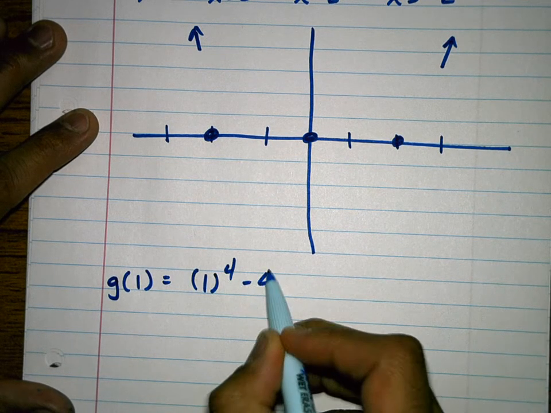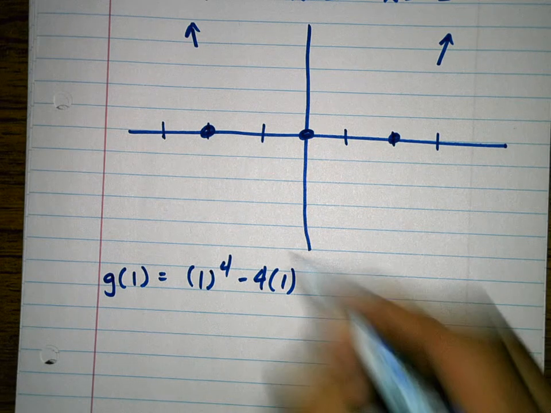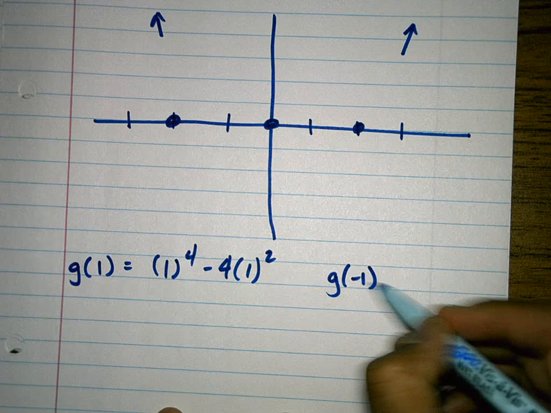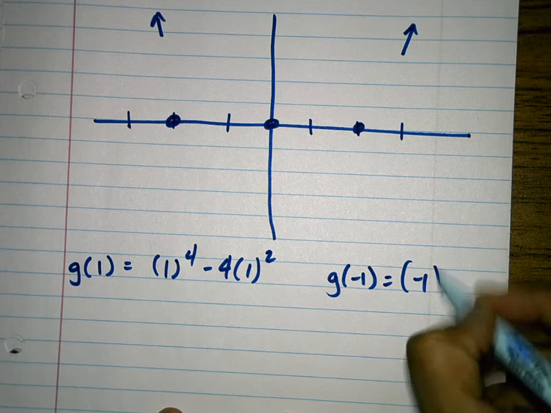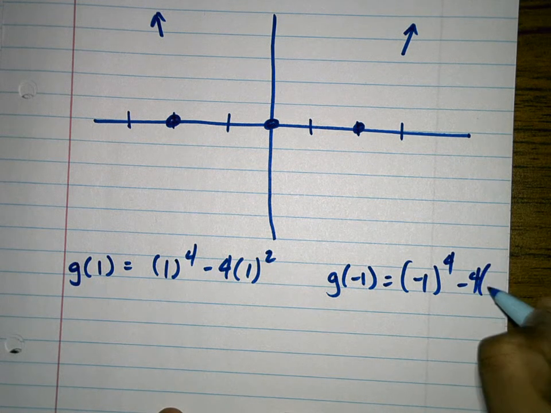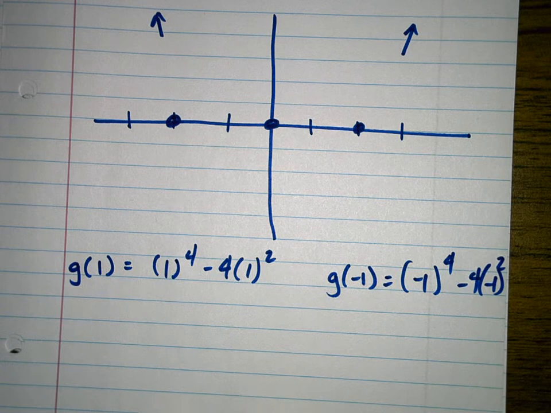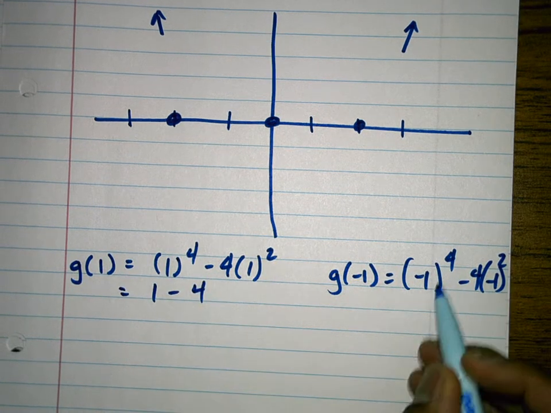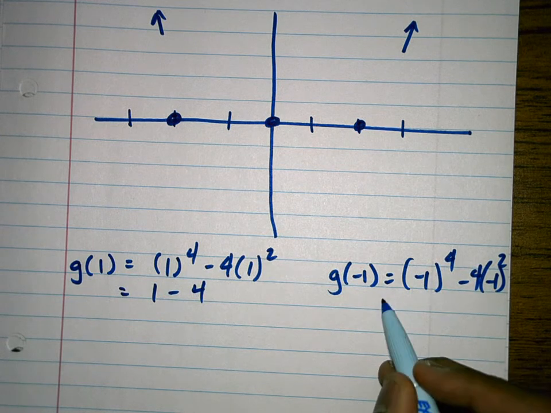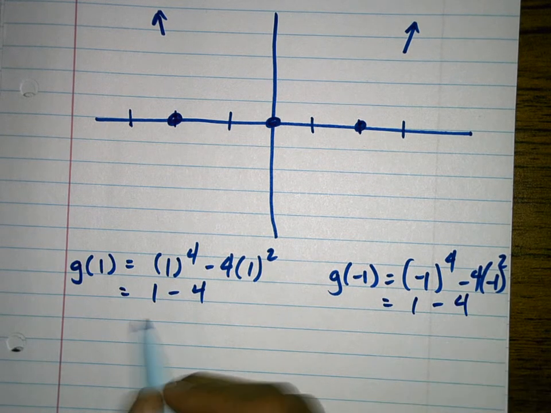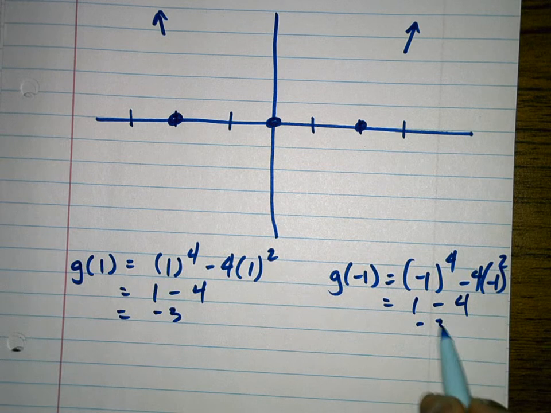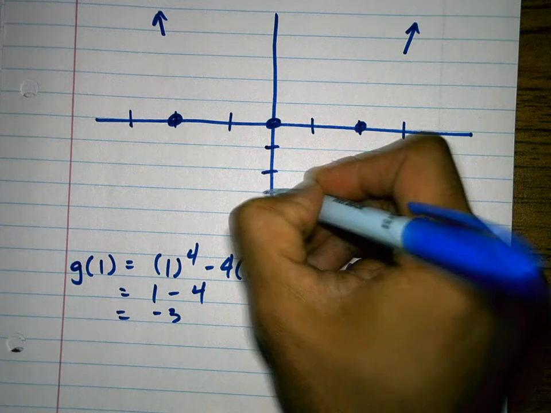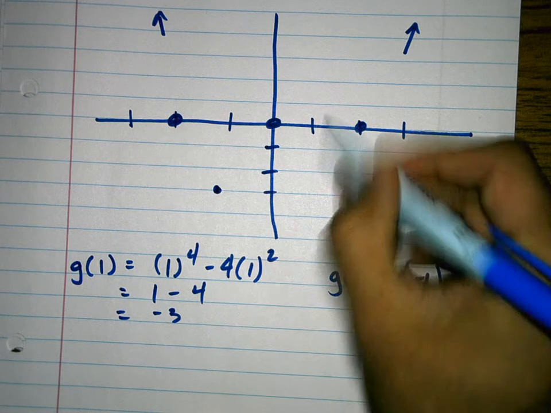1 to the 4th minus 4 times 1 squared. And I'm going to do g of negative 1. Because this is an even function, they're going to be the same. So this is going to be 1 minus 4. This is a negative base to an even power, so that's going to be the same. So they're both negative 3. Okay, so 1, 2, 3. They go down about right here and right here.